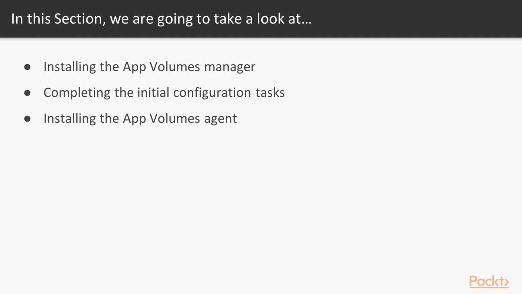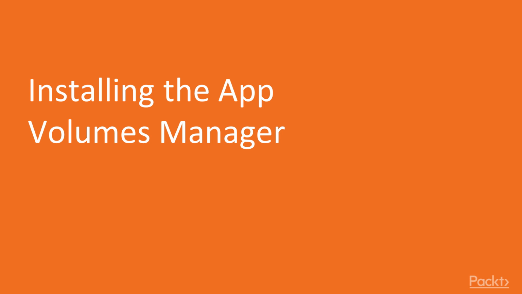In this section, we're going to start with the installation of the App Volumes software, the App Volumes Manager, and the App Volumes agent. Before we start the actual installation, we will first discuss some of the prerequisites you need in place, such as hardware and software requirements. Once installed, we will log into the App Volumes Manager web console and complete the initial configuration tasks. So let's go ahead and get started with the installation.